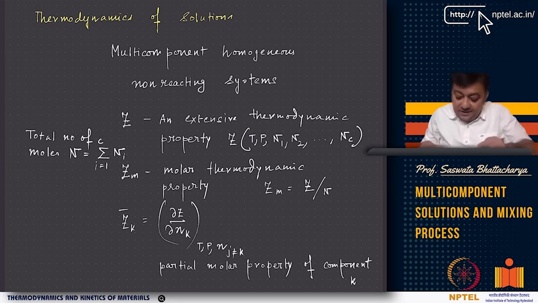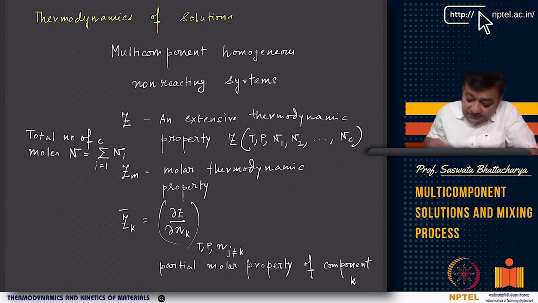Zm is a molar thermodynamic property, and molar thermodynamic property means thermodynamic property per mole, right? It is per mole, it's an intensive quantity, so it will be defined as Zm equal to Z by N.